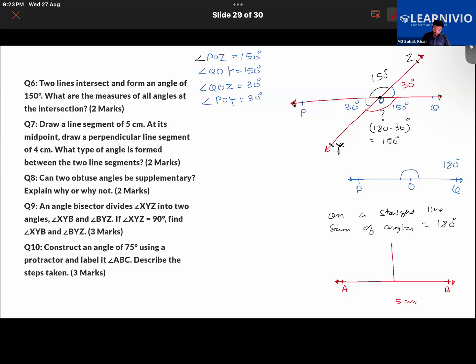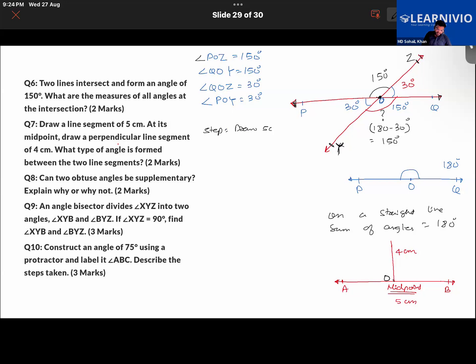So this one has to be of length 4 centimeter. And you're going to draw it at the middle of AB, at the midpoint. What will be the midpoint of AB, guys? What will be the measurement? Like how far is it going to be from A and B? Half of 5 means 2.5, no? Right? Yes. So at 2.5, you're going to draw this perpendicular line, okay? And you will name this as O.